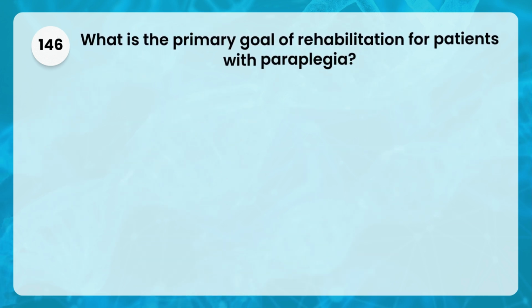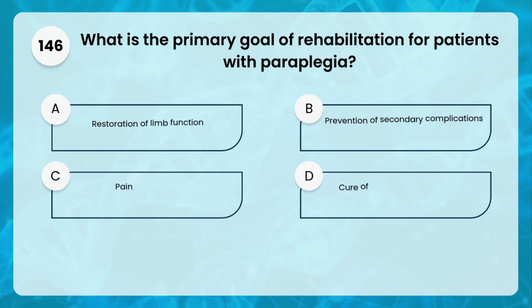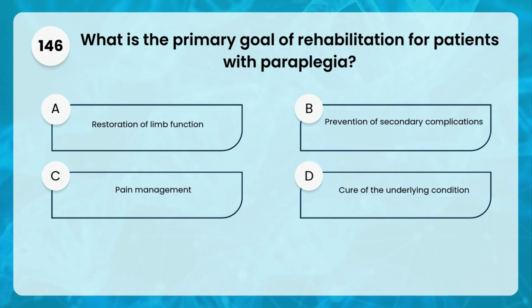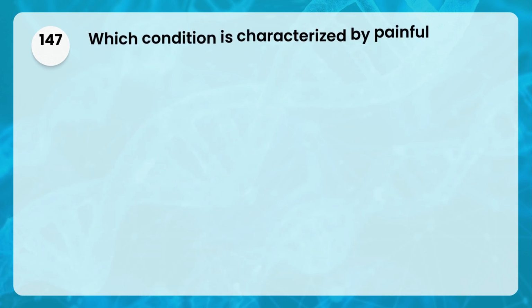146. What is the primary goal of rehabilitation for patients with paraplegia? A. Restoration of limb function, B. Prevention of secondary complications, C. Pain management, D. Cure of the underlying condition. The answer is B. Prevention of secondary complications.